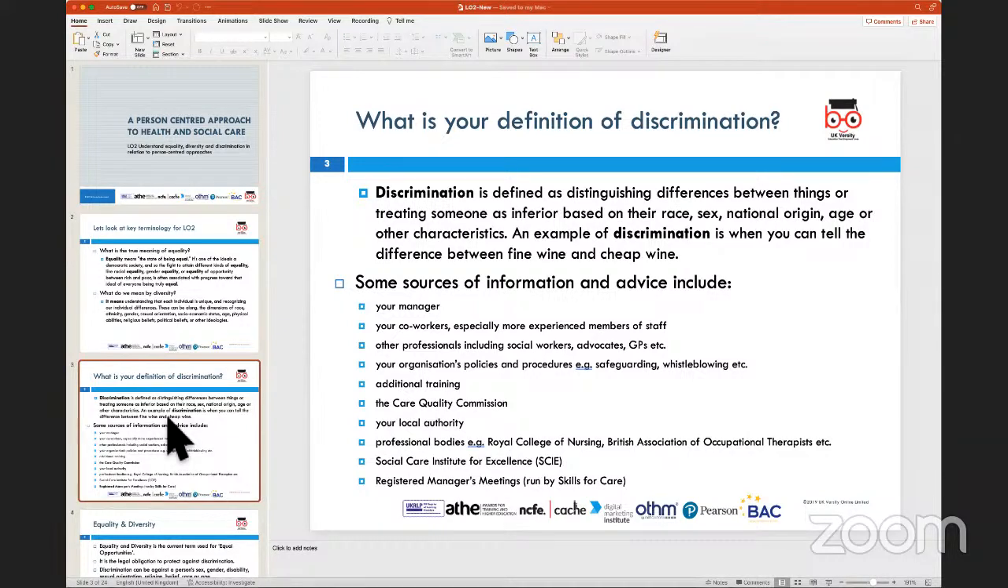A simple example that I will mention here would be when you can tell a difference between a fine wine and cheap wine. Now, when you make a comment between them, the way you make a comment to highlight the difference between the two can be discriminatory.